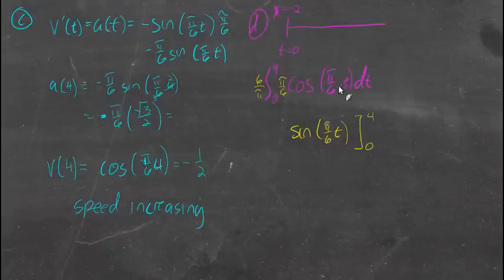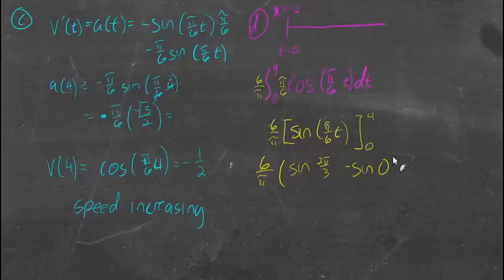And then we will have 6 over pi times this guy right here, 6 over pi times the definite integral of this from 0 to 4. So there it is. And so we have 6 over pi times the sine of, what are we going to get when we plug 4 in there? 4 is going to give us 2 pi over 3. Put in 0, we're going to get 0. The sine of 2 pi over 3 is root 3 over 2. And the sine of 0 is 0. Let's see, we can cancel this 2 and this 6 gives us 3, gives us 3 root 3 over pi.